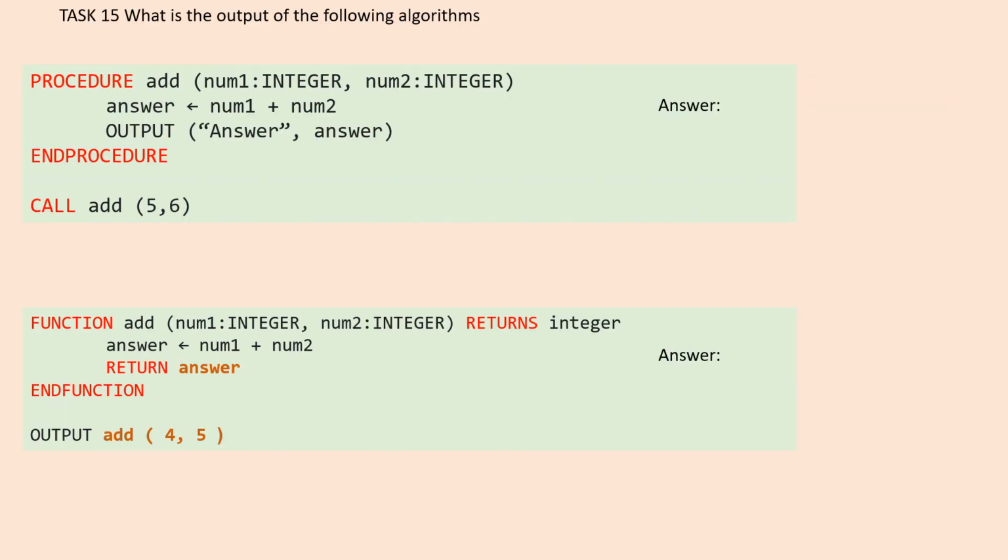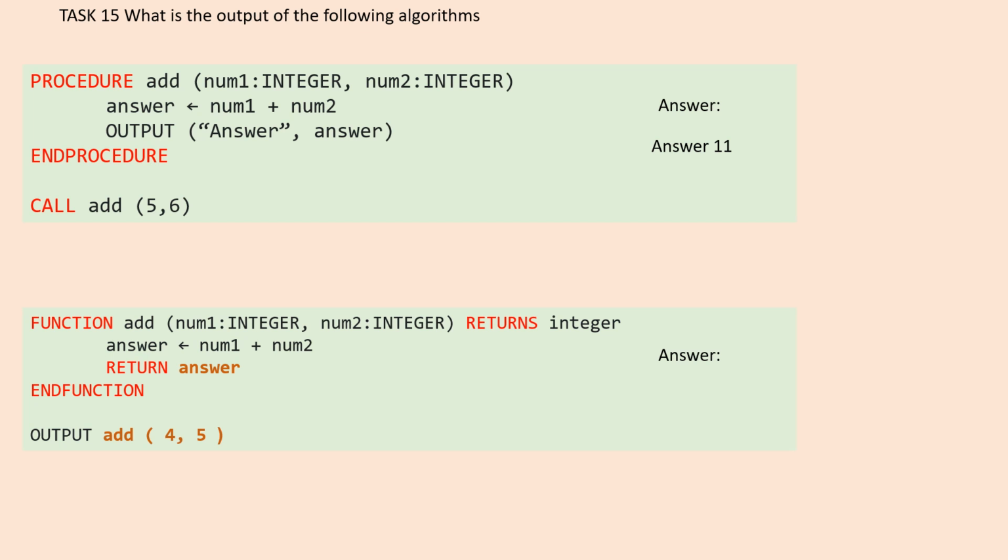Okay, so a couple of questions just to finish off now. These could be in some sort of exam question where you're given a procedure or function, and you have to figure out what it's going to output. So if we look at this first one, we've got a procedure, we're calling it with add 5 6. I'm not going to make any assumptions, I'm going to work it through step by step. So 5 and 6 are my arguments, so I'm going to pass 5 to num1, 6 to num2. I'm going to add them together. So 5 plus 6, I'm going to assign that to answer. So 5 plus 6 is 11. So I'm going to output answer, the word answer, and 11.